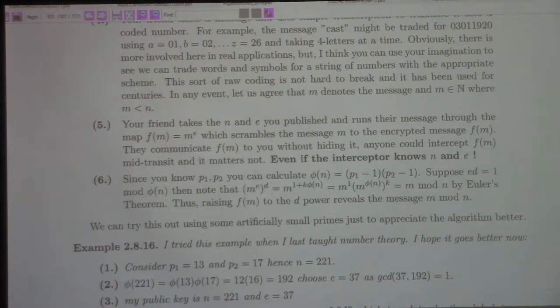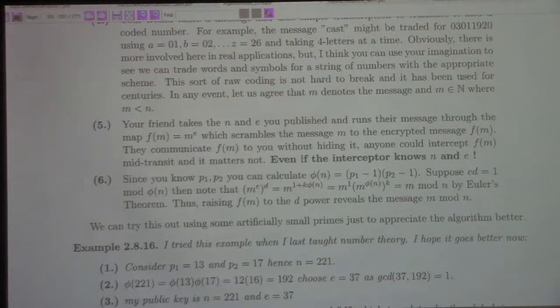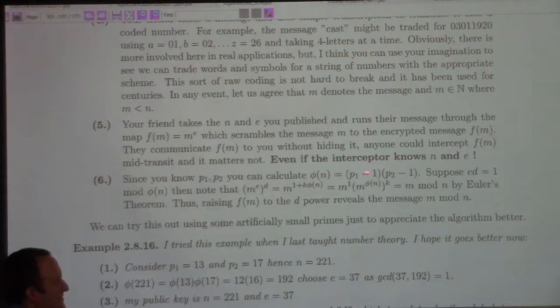Now, since you know p1 and p2, mind you, these are not public. The decomposition of n into the product of primes is not known. That's not public. But you know what p1 and p2 are. You can take that and figure out what phi of n is. Finding the Euler phi function of the national debt is not something you can do easily, because telling how many units there are in a very large number is really, really difficult. But it's not difficult if you know the factorization.